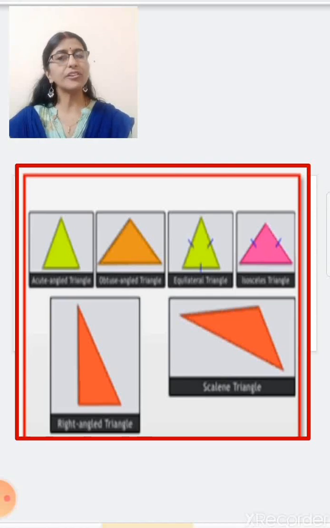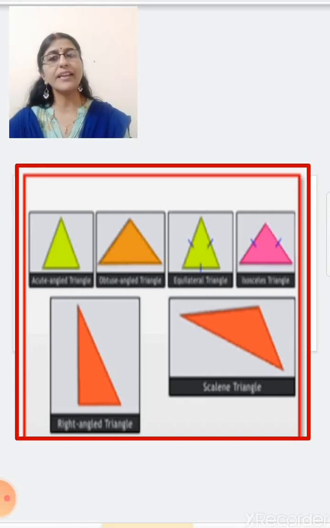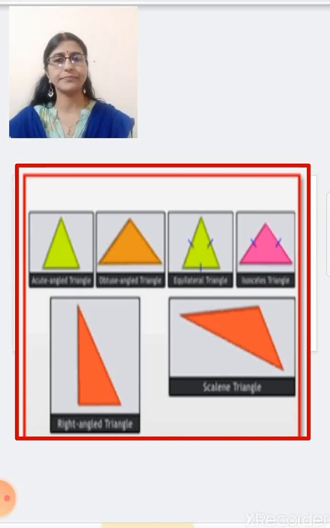Now see the fourth triangle. Fourth triangle has 2 sides equal. So by marking, they have not given the measurement of the side, but by marking we can understand that these 2 sides are equal. So it is an isosceles triangle. Now see the fifth one. Here you can see one angle is 90 degrees. So when one angle is 90 degrees, it is a right angled triangle, or you can say right triangle also.